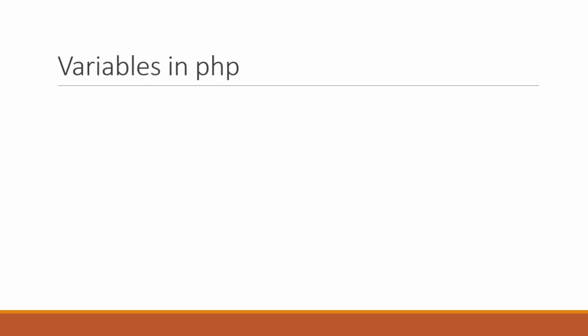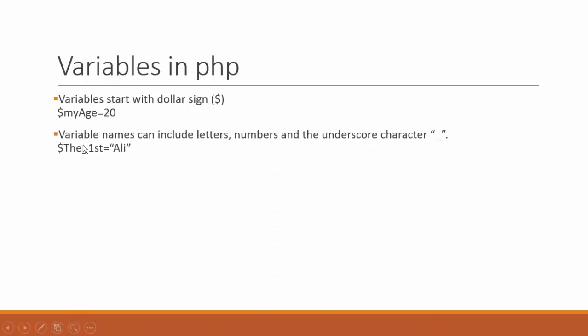So now let us learn variables in PHP. In PHP, we start a variable with a $ sign. When we want to declare a variable, we start with the $ sign, as you can see in this example. Variable names can include letters, numbers, and underscore. As you can see, this variable contains letters, an underscore, a number, and again a letter. So it contains all the things that are mentioned here, and this is a valid variable.